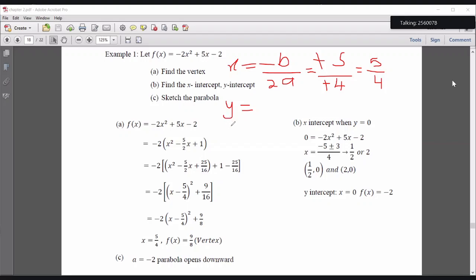X equals 0. Now we need to find the y coordinate. Now we found the x of the vertex. How do you get the y coordinate?